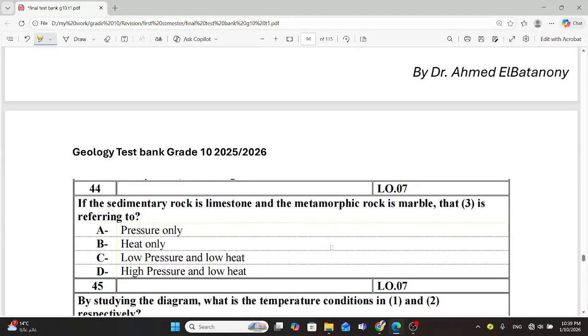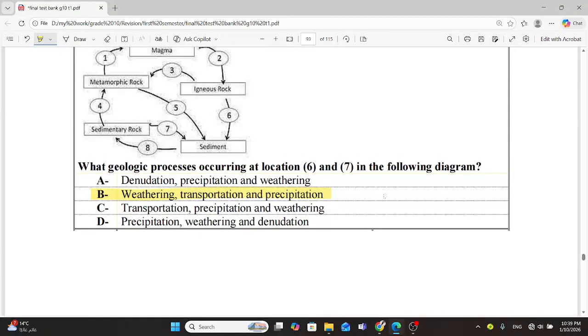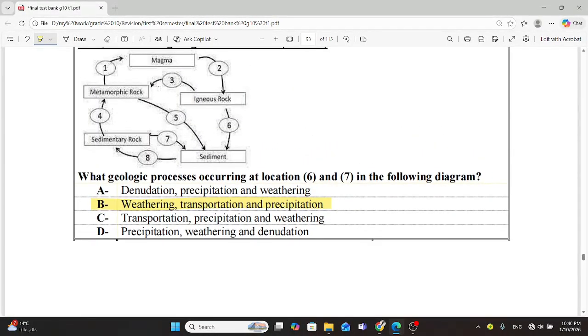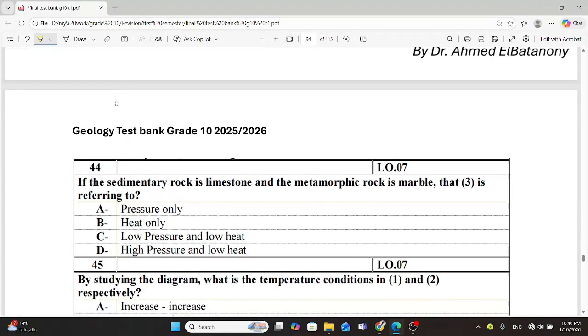طيب السؤال اللي بعد كده بيقول لك if sedimentary rock is limestone and the metamorphic rock is marble, that 3 is referring to. يقول لك sedimentary rock is limestone, metamorphic marble. تمام يبقى 3 دي A من igneous rock ل metamorphic rock اللي هي الماربل. فبيقول لك 3 دي A pressure only ولا heat only ولا low pressure and low heat ولا high pressure and low heat؟ هتبقى high pressure and low heat.